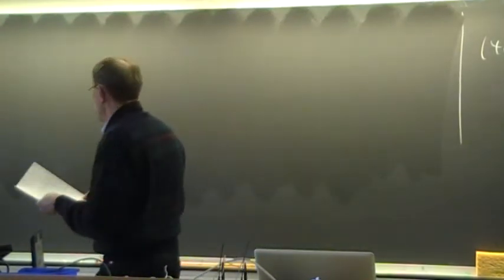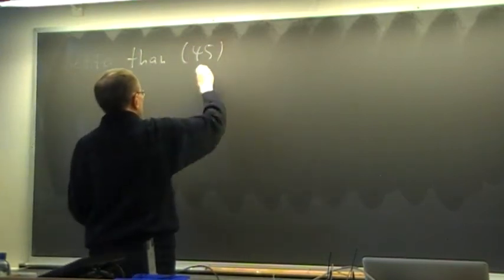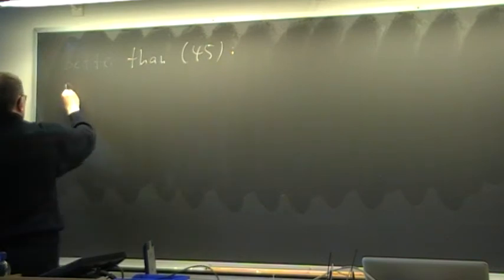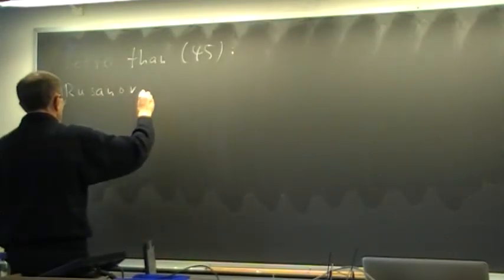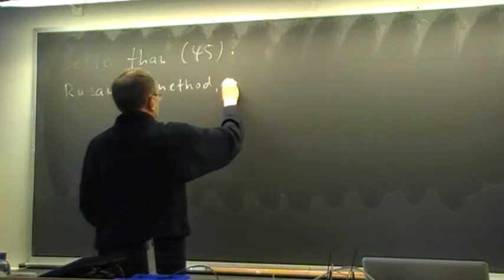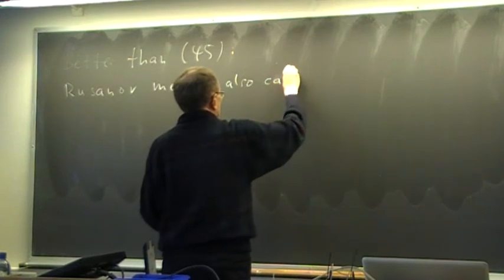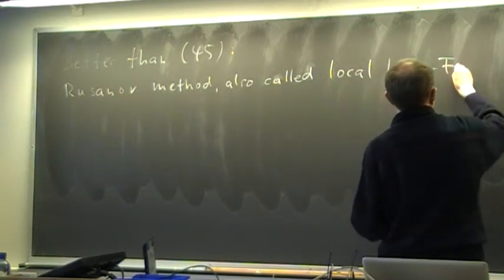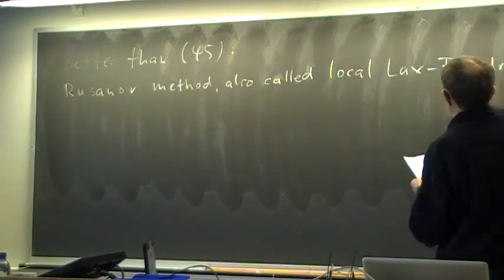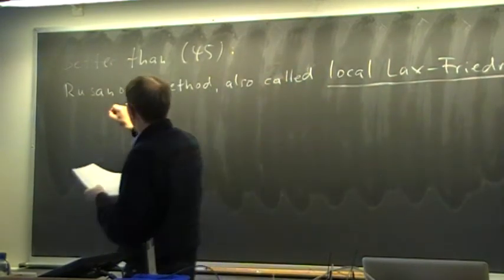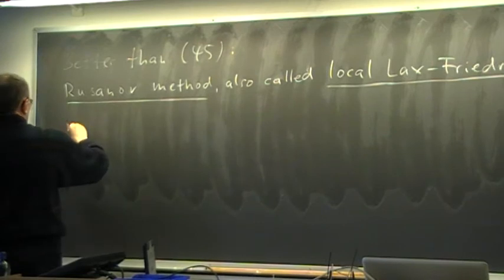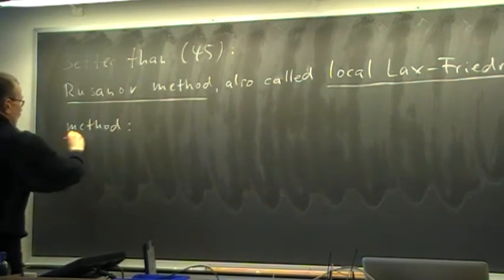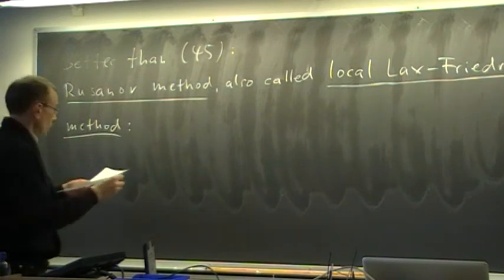So then we can just note that better than the Lax-Friedrichs method is the Rusanov method, the local Lax-Friedrichs method. And that has the following numerical flux function.